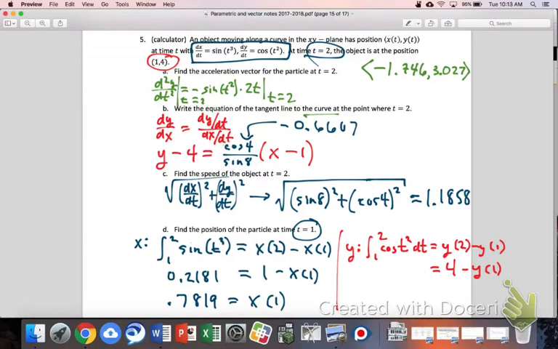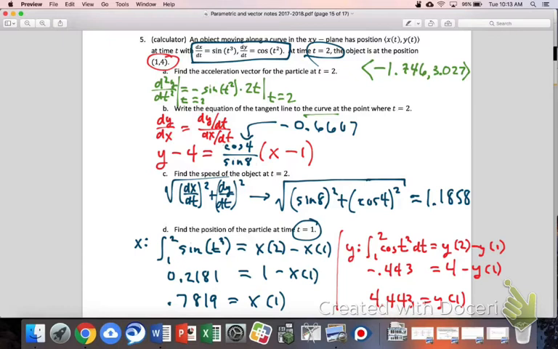Anybody have that? Negative 0.443. So then you subtract 4. So it looks like we're going to get positive 4.443, right? 4.443 equals y of 1. Okay, so then what is the position of the particle?